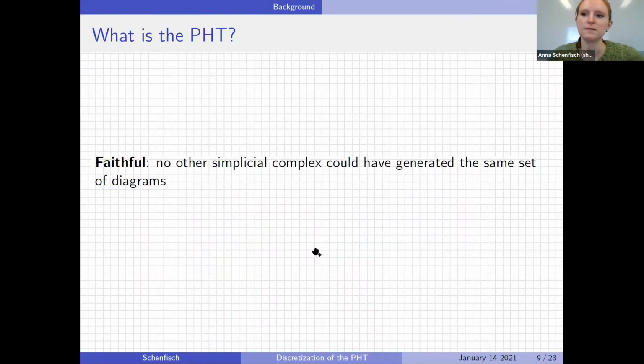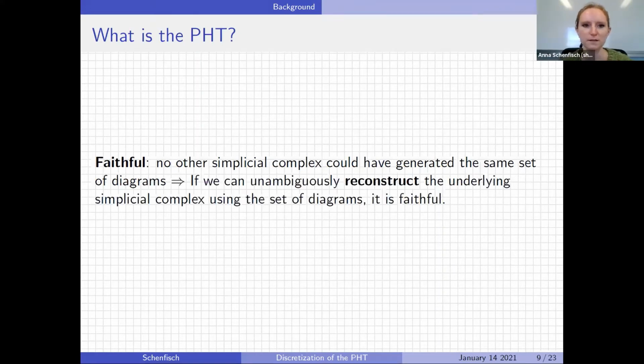So the PHT is actually what we call faithful. And by that, I mean that no other simplicial complex could have generated the same set of diagrams. So the movie that we just saw uniquely corresponds to the simplicial complex that generated it. In particular, one important thing to notice is that if we can unambiguously reconstruct the underlying simplicial complex using a particular set of diagrams, that means that that set of diagrams is faithful. So if I hand you a stack of persistence diagrams and you can tell me what generated all of them, then that collection of diagrams is a faithful set.